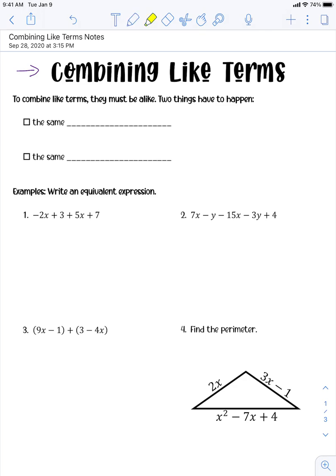So to combine like terms, they must be alike. They must be similar. Two things have to happen in order for them to be alike. They have to be the same variable. A variable is another term for the letters that we use, like X and Y. And they have to be the same exponent. So x squareds go with x squareds, y's go with y's, numbers, constants go with constants.